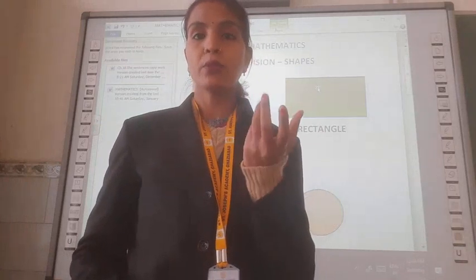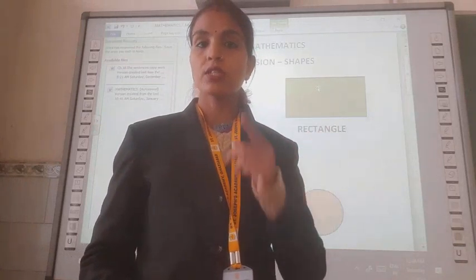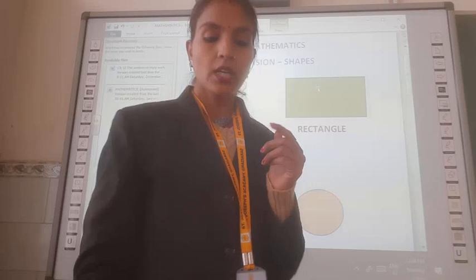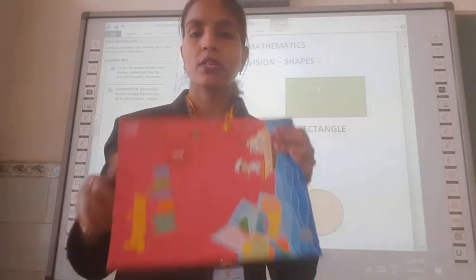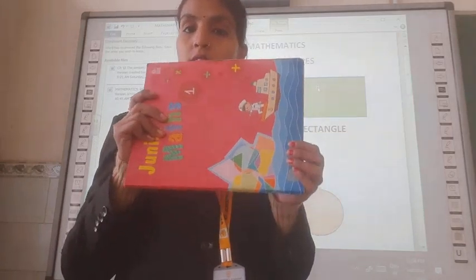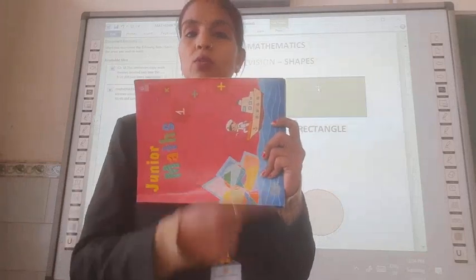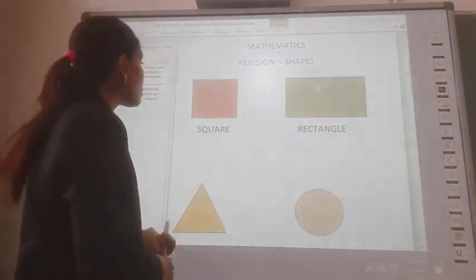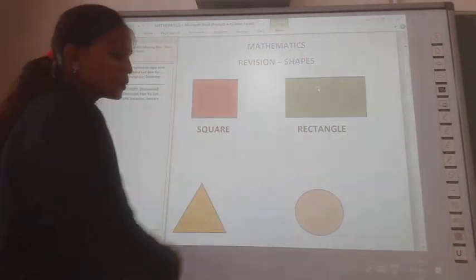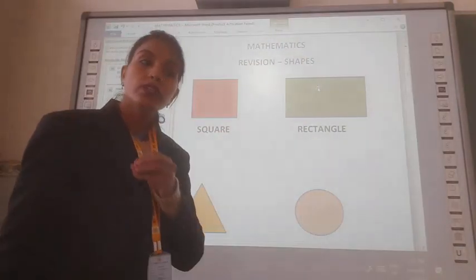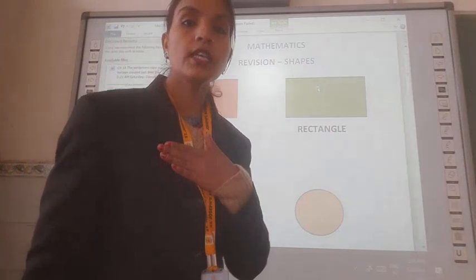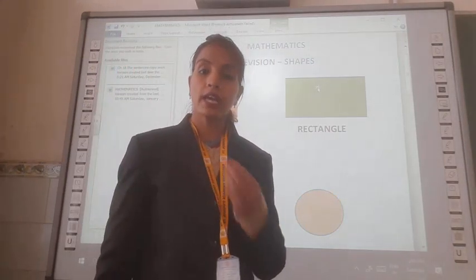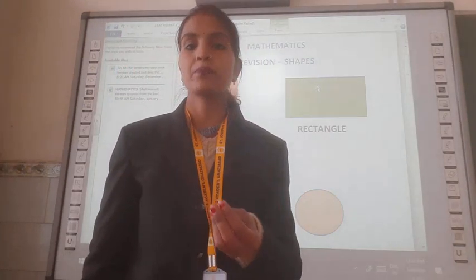Okay, we use our bottle, through which we drink water. The cap of the bottle is round in shape. We use our books. See, it is also having a particular shape. We study through this smart board. This board is also having a particular shape. So all the things which we see in our day-to-day life have their own shape.